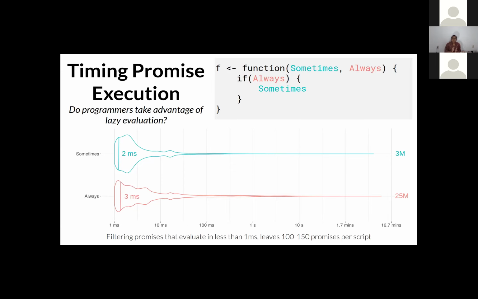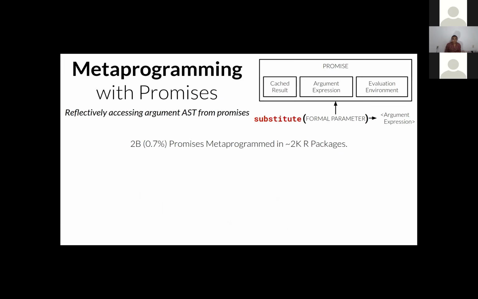So we start looking at data from a different angle. We start addressing the cases where we already know from experience that programmers are taking advantage of laziness. The first case that comes to mind is metaprogramming. Metaprogramming support of R is shown in this picture. In R, there is a function called substitute, and the substitute function reflectively accesses the argument AST from the promise to create ASTs in R.